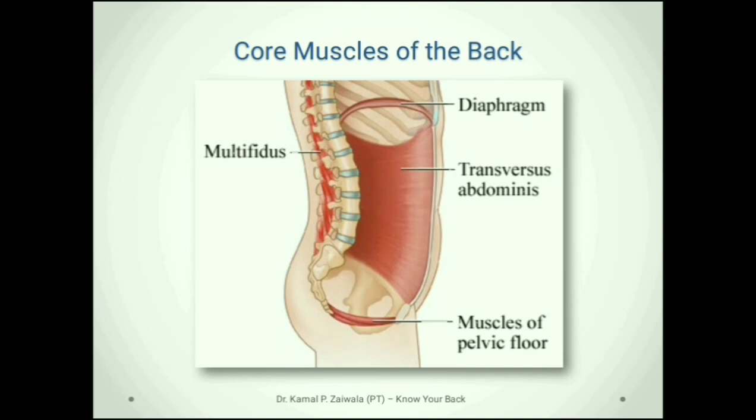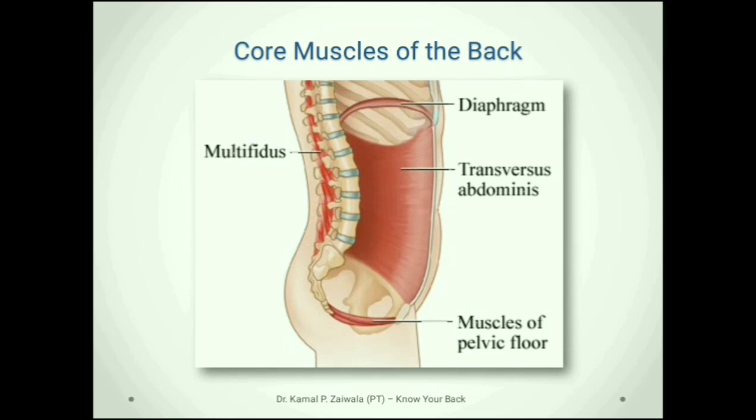These core muscles envelop the lumbar spine from all four directions. On the superior side there is the diaphragm. On the inferior end there are the muscles of the pelvic floor. On the anterior side there is the transversus abdominis muscle, and on the posterior side there is the multifidus muscle. The fibers of the transversus abdominis muscle run horizontally across the anterior side of the abdomen, whereas the fibers of the multifidus muscle are segmental and they provide segmental stability to the lumbar spine.